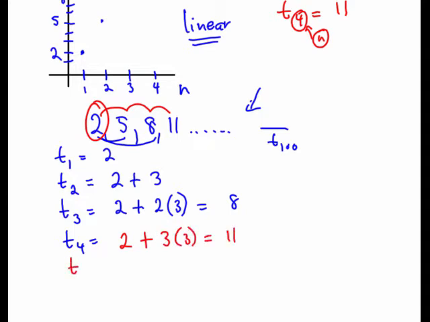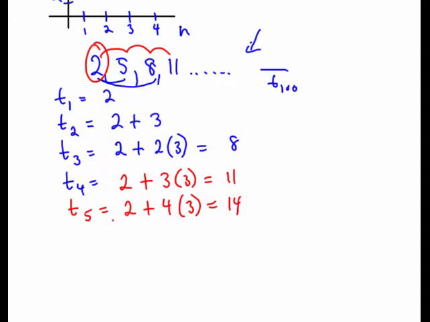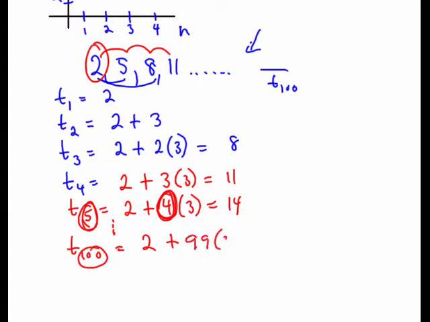Let's just do this one more time. Term 5 would therefore be the starting term plus 4 jumps of our common difference to get 14. So if I were to continue that pattern to get term 100, it would be the starting value plus how many jumps? Well, you'll notice that the number of jumps is 1 less than this value right here. So if we're going to the 100th term, that would be 99 jumps of 3, which would give us 299.